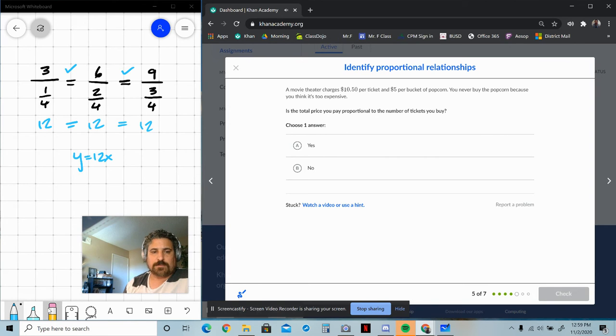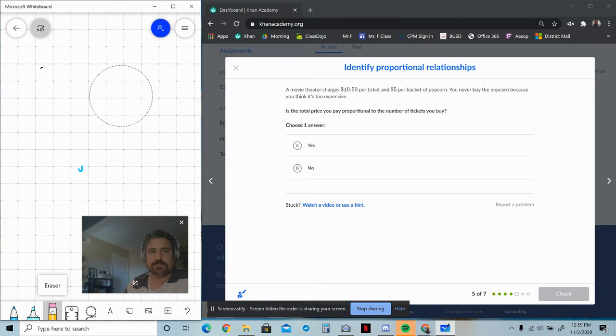A movie theater, what does it say here? A movie theater charges $10.50 per ticket and $5 per bucket of popcorn. You never buy the popcorn because you think it's too expensive. So you never, ever buy the popcorn. So the only thing you're paying is $10.50 per ticket. Is the total price you pay proportional to the number of tickets you buy?